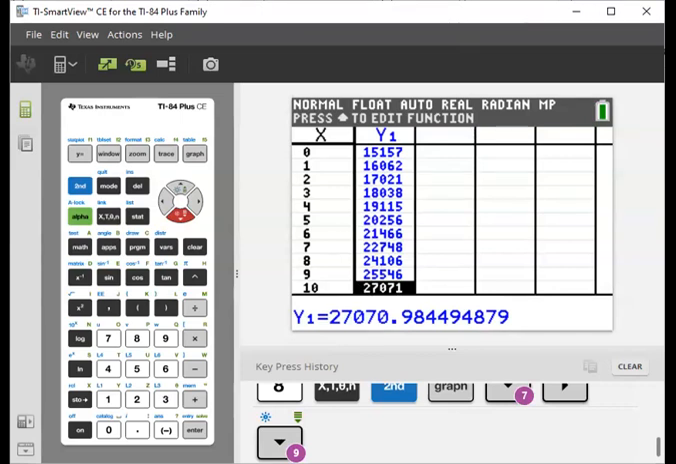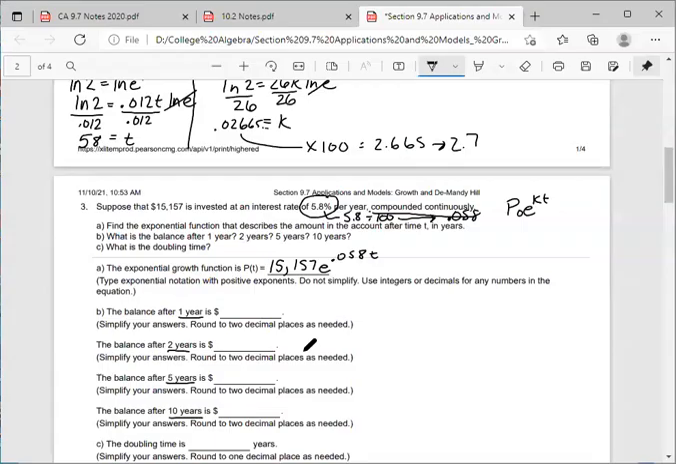Okay. So here's what the calculator came up with. $16,062.10. Yes, sir. And okay, so everybody good with that part?